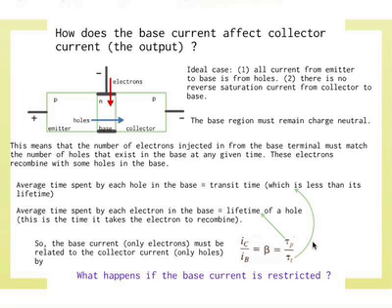Okay, so let's think about this problem for a second. Assume this is happening, right? Electron holes coming in, holes leaving, electrons coming in. Now I start to restrict the electrons. What happens? I have fewer electrons coming in. So what do I expect to happen within the base? Think about the base.